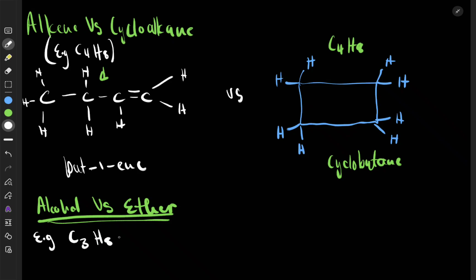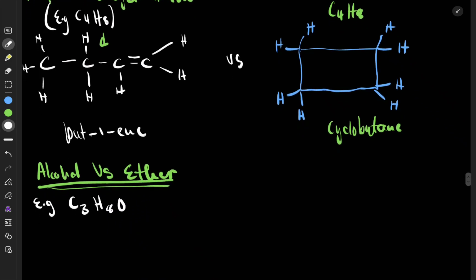So C3H8O. Okay, both of them will be C3H8O. So now what would it be? For my alcohol, it would be propanol. I can just put it like this. Then I can put my OH at the end. Remember, here we are talking about functional group isomerism.